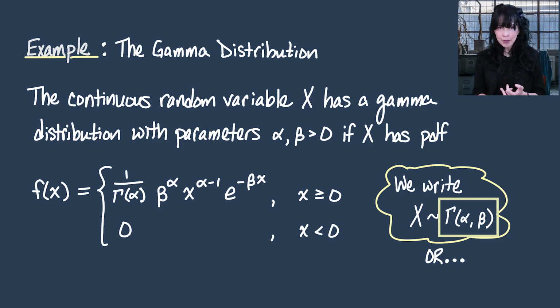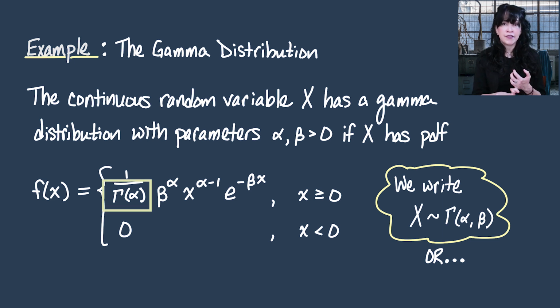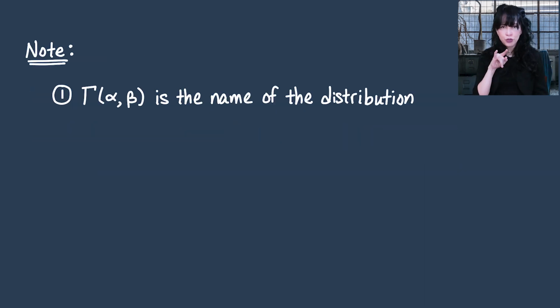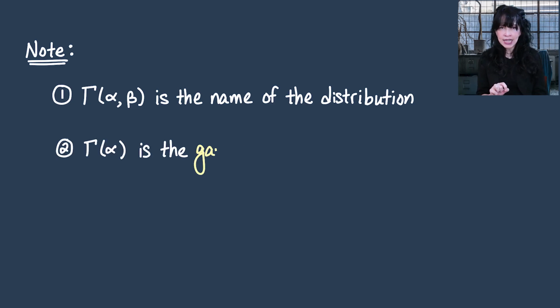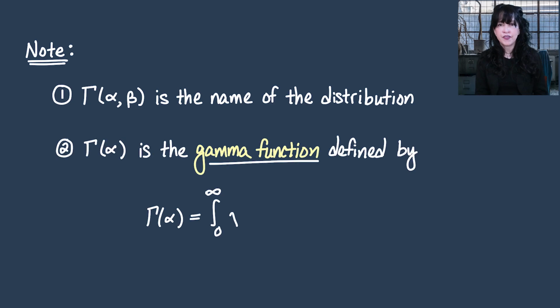So this gamma alpha comma beta is the name of the distribution, whereas this gamma of alpha is something entirely different. Let me write that down. Gamma, the capital gamma with 2 parameters inside, is the name of the distribution, and the capital gamma with a single parameter inside is something known as a gamma function. The gamma function, gamma of alpha, is defined to be the integral from 0 to infinity of x to the alpha minus 1 e to the minus x dx.